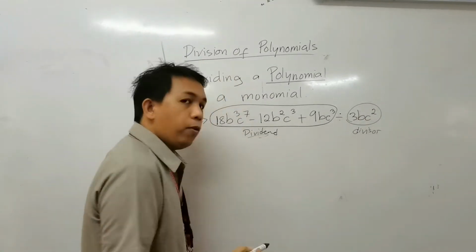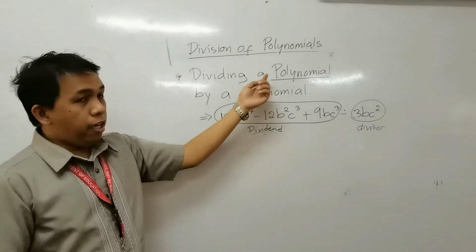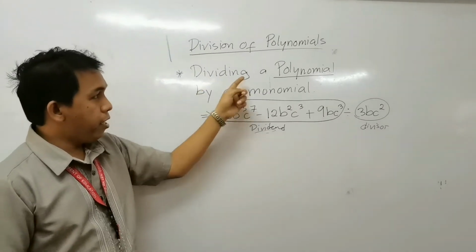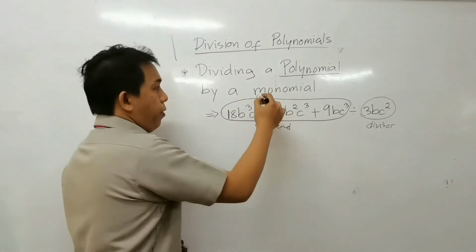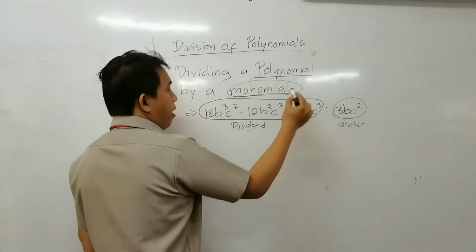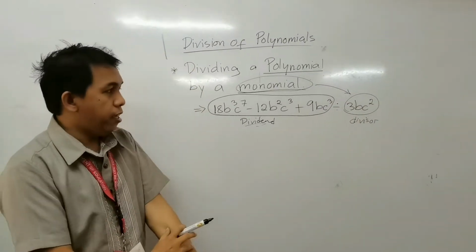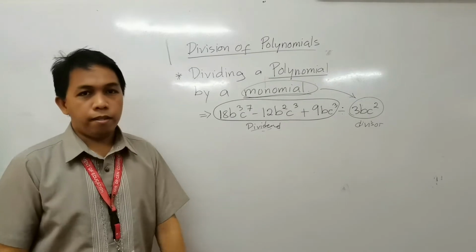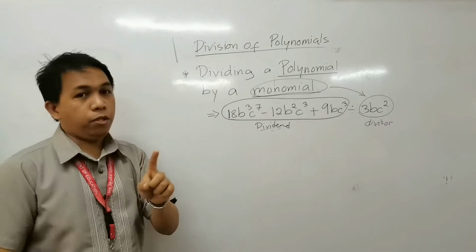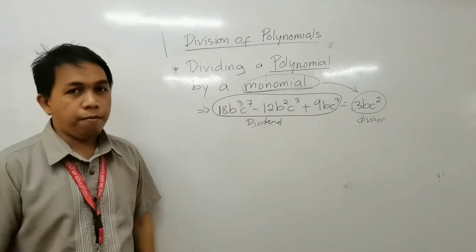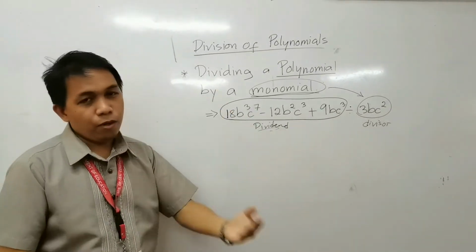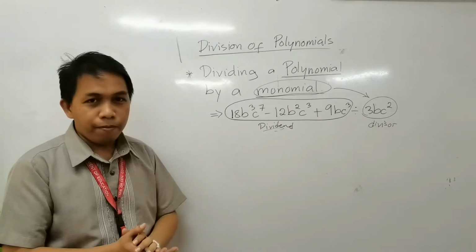Okay, so dividing a polynomial, our polynomial here is the dividend. Dividing a polynomial by a monomial, and when we say monomial, that's only one term. So our monomial here is the divisor, and as you can see, that's only one term. This is considered one situation: dividing a polynomial by a monomial. So how are we going to divide this one? That's our problem this session.